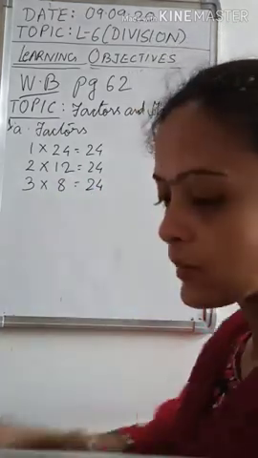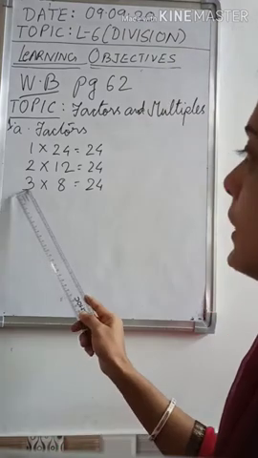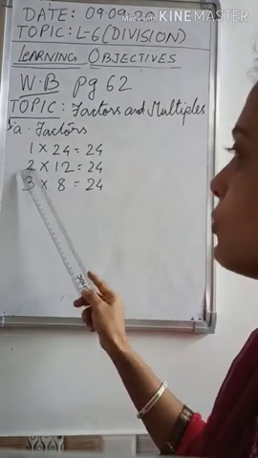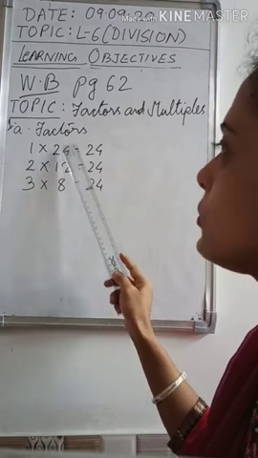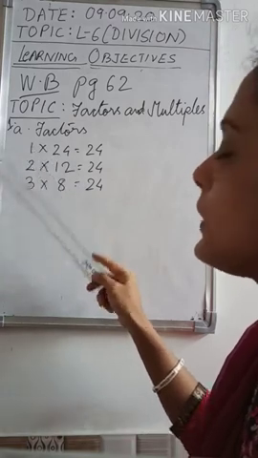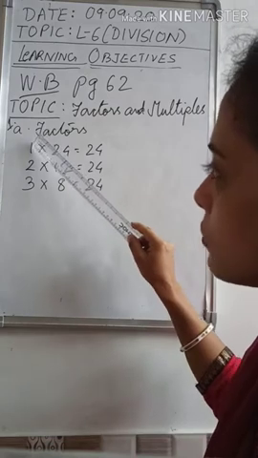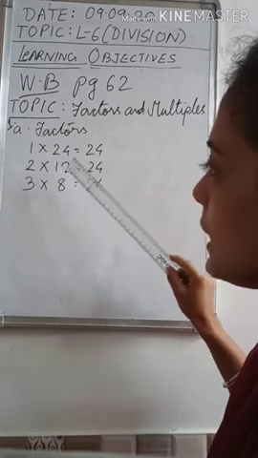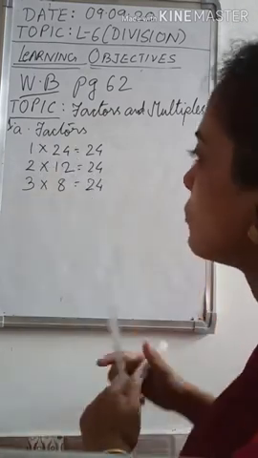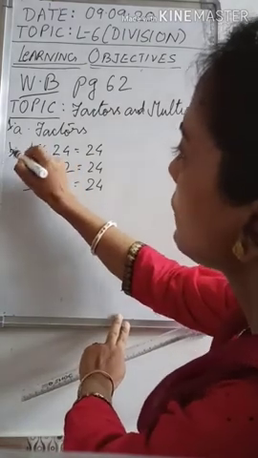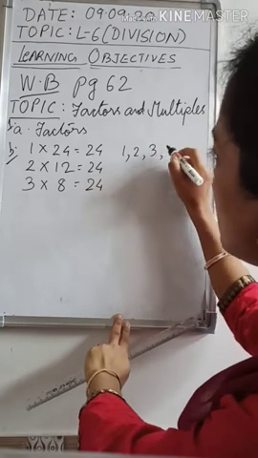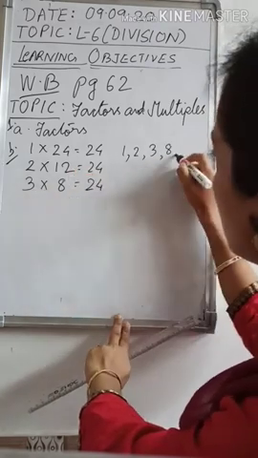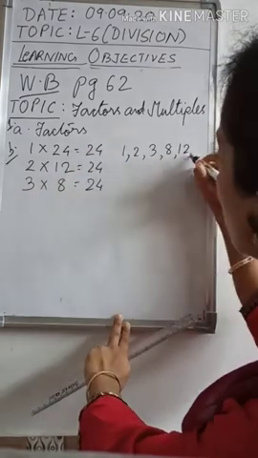Okay, so that means 3 8s are 24, 8 3s are 24, 2 12s are 24, 12 2s are 24, 1 24s are 24, 24 1s are 24. So how many factors do you have? 6 factors: 1, 2, 3, 8, 12 and 24. So the factors of 24 are 1, 2, 3, 8, 12 and 24.